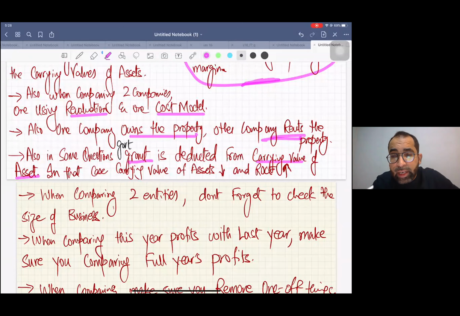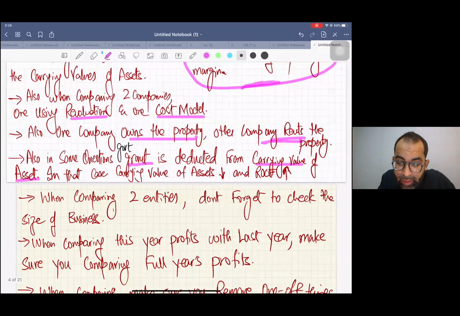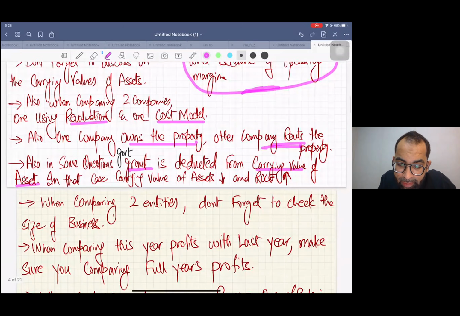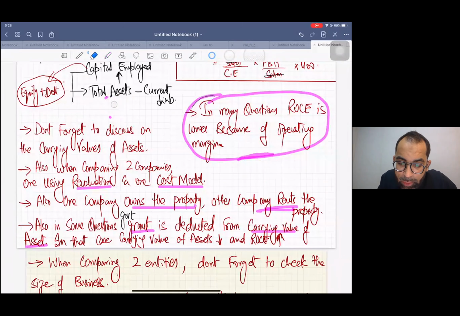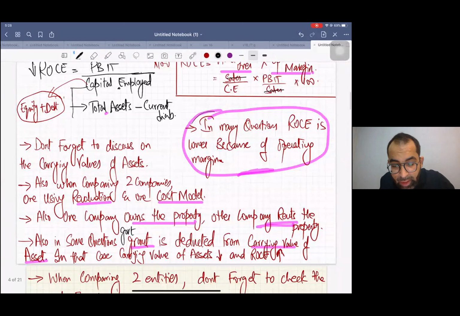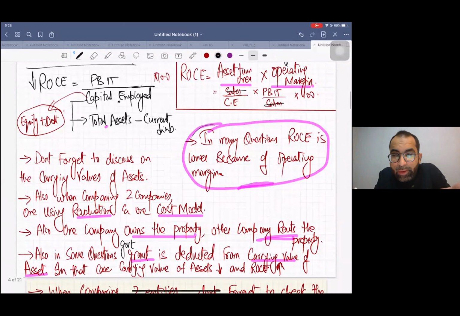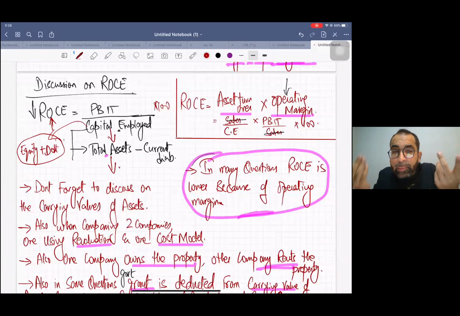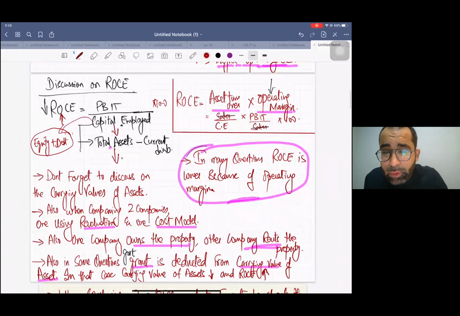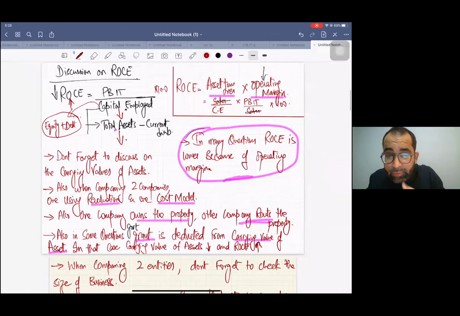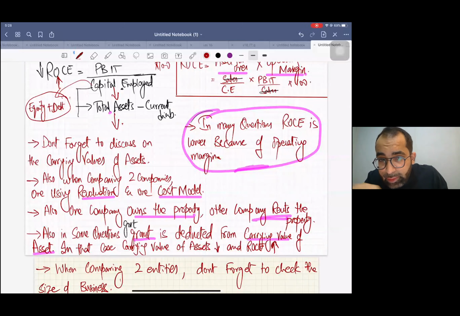Open your eyes, please. I need your energy. What happens when your asset value goes down? Look here. When your asset value goes down, your capital employed goes down, and your ROCE goes up. So in a few questions, these are also the reasons. I have seen that the examiner comments on such connections, and these are scoring marks. These are not ordinary commentary.